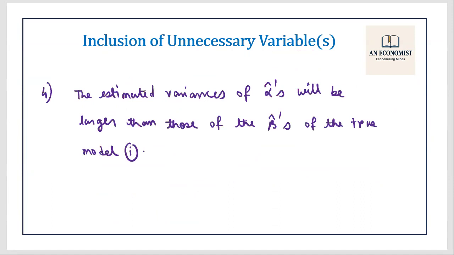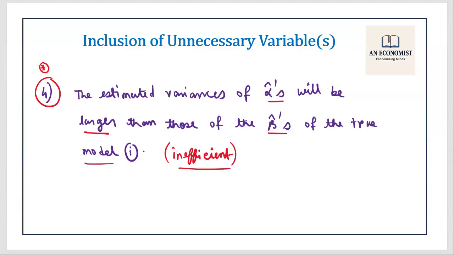The only negative consequence, which is a bad consequence, is that the estimated variance of alpha caps will be larger than those of the beta caps of the true model. So basically, the estimators will be inefficient in nature. The estimators will be consistent and unbiased, but the only problem is that they will be inefficient in nature. That is one of the major drawbacks.